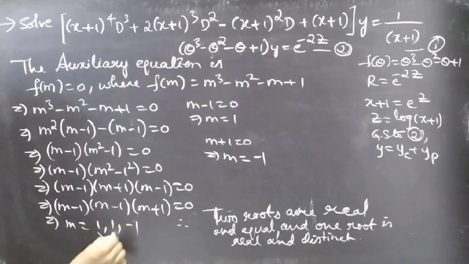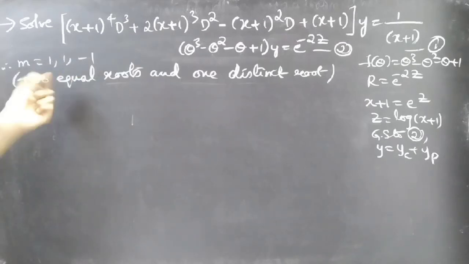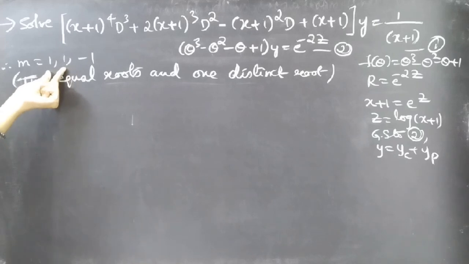Right? These two are equal and this is a distinct root. Okay, we have two equal roots and one distinct root. All the roots are real. Now coming to yc, we got real roots in which two are equal and one is distinct.